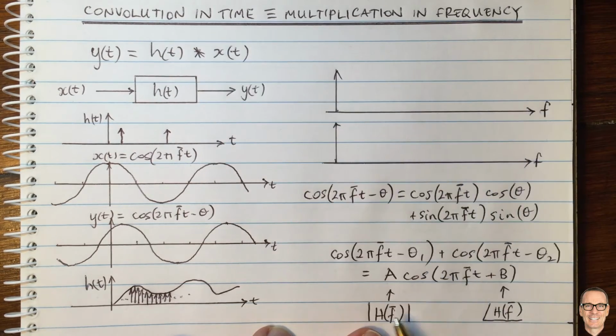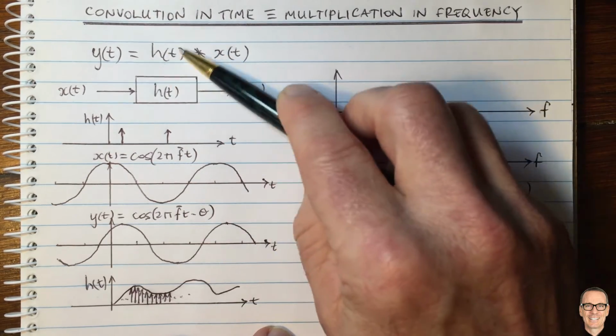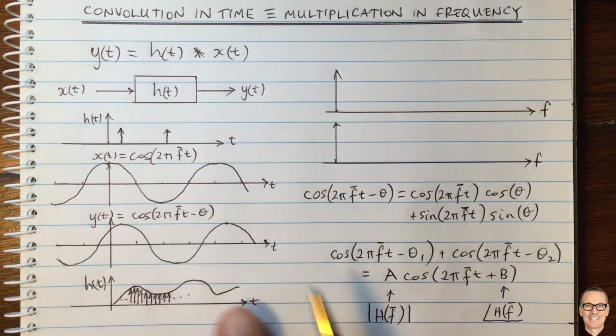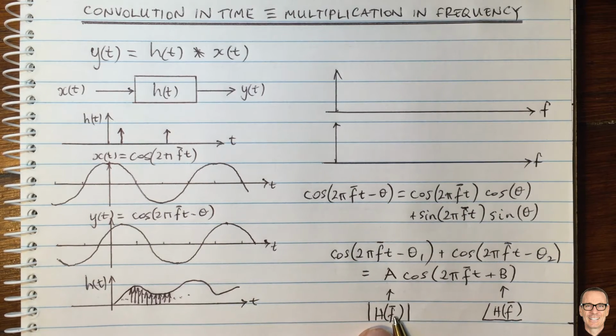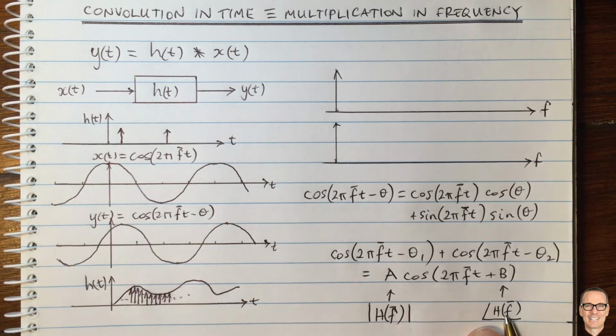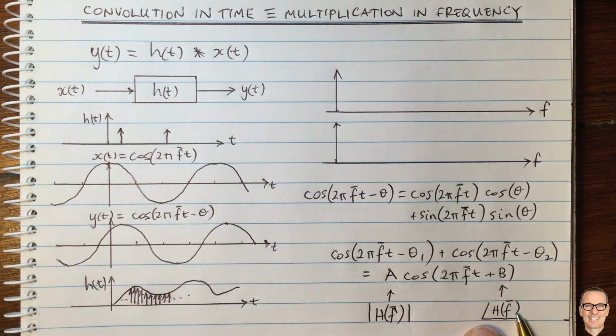But the point here is the overall effect of the channel on a signal at the frequency f bar is to make its amplitude be scaled by A. So therefore we can write this as H(f bar). This is the effect of the channel at the frequency f bar. The magnitude of that scales the signal, and the phase of it is rotated. So this is the phase of the channel at that frequency.